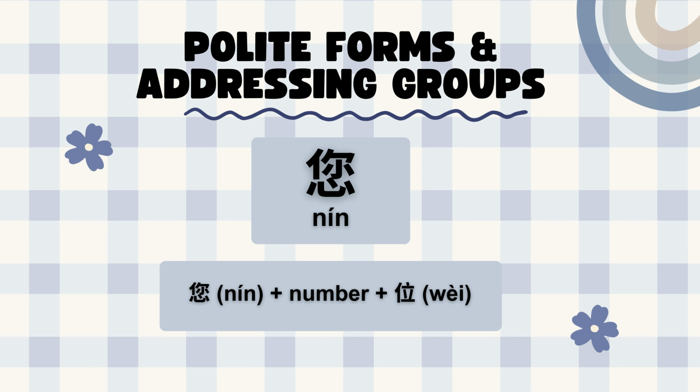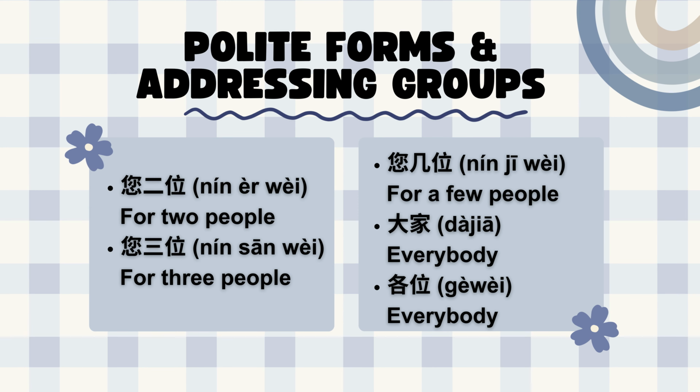Now let's add a dash of politeness. First, let's learn the polite form of the word you in Chinese, which is 您. So, if you want to show respect for more than one person, skip the 们 we learned a moment ago. Instead, use 您, add a number, and 位 to address them. For example, 您2位 for 2 people, 您3位 for 3 people. Or you can keep it flexible with 您几位 for a few people, 大家 everybody, or 各位 everybody.